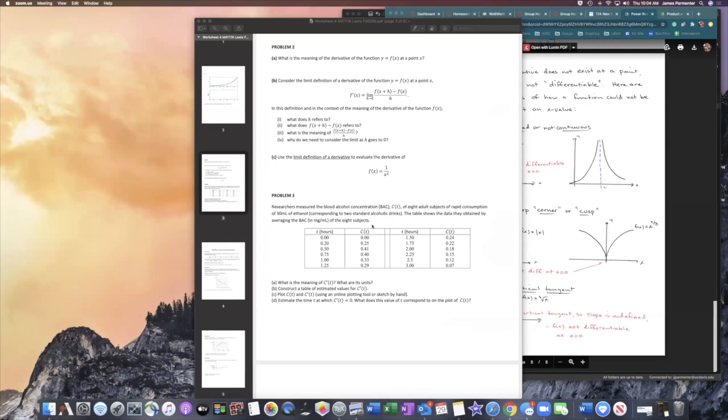So we're looking at problem 3, I believe. Researchers measured the blood alcohol concentration of 8 adult subjects after rapid consumption of 30 milliliters of ethanol, corresponding to 2 standard alcoholic drinks. The table shows the data they obtained by averaging the blood alcohol content in milligrams per milliliter of the 8 subjects. So in this table, we have the concentration of blood alcohol after a certain amount of time.